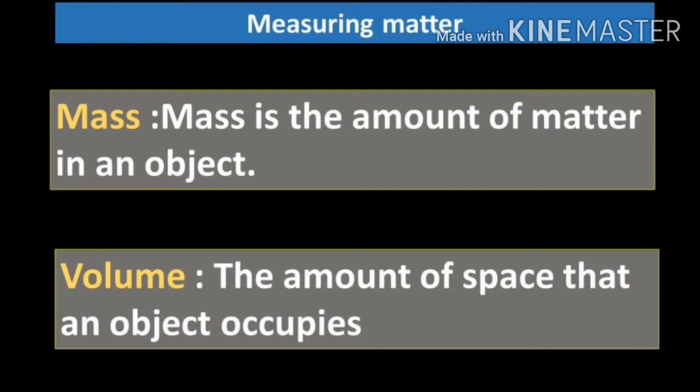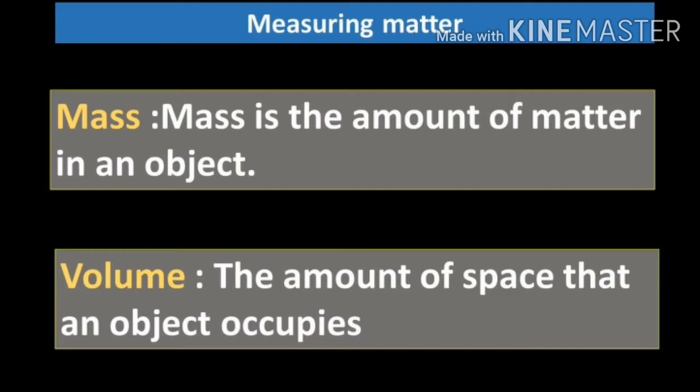Now, what are measuring matter? So, in this module, we will discuss two definitions. Number 1, mass. Mass is the amount of matter in an object, or we can say a measure of how much is in an object. Mass is commonly measured by how much something weighs.